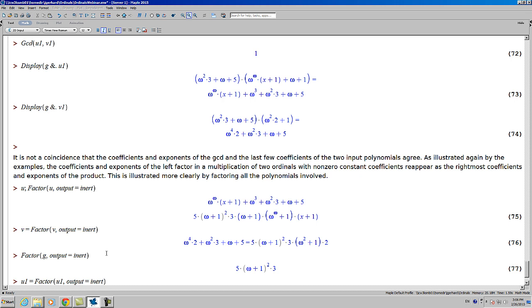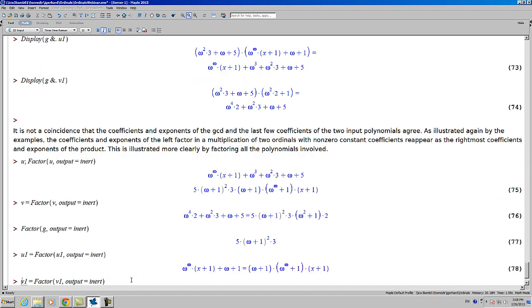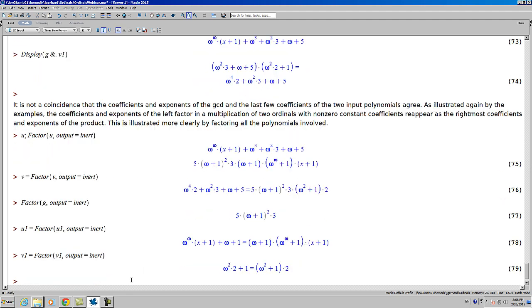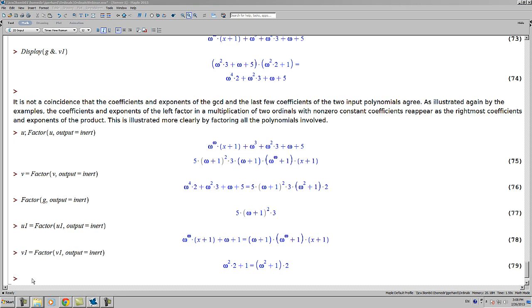Okay, so let's do the same thing to the GCD. You can see that both polynomials have the same factors on the left, and that's exactly what the GCD returns. Let's also look at the cofactors, u1 and v1. And you can see they do not have a common factor on the left. So these factors, as is the nature in factoring, are irreducible, and therefore there's no common factor.